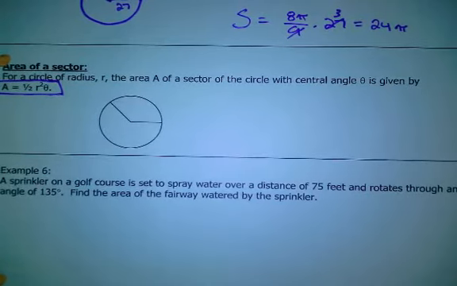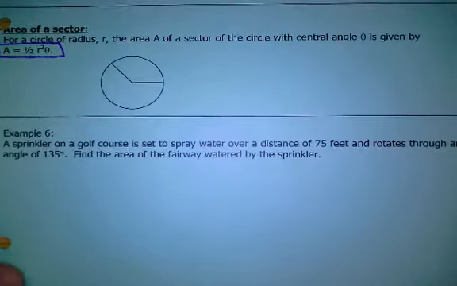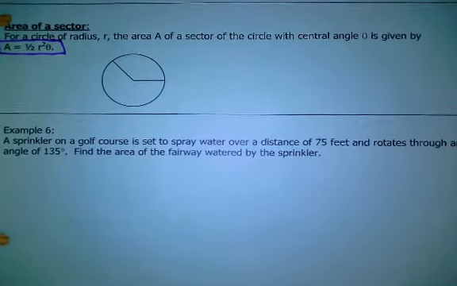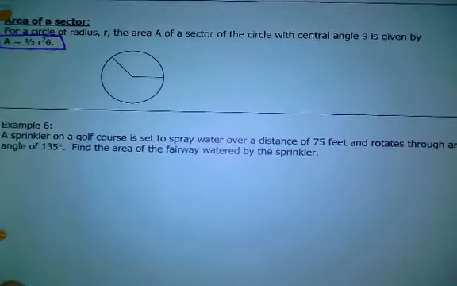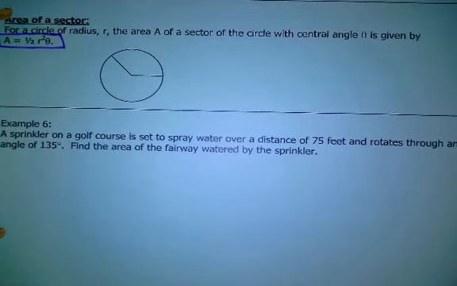So we have a sprinkler on a golf course set to spray over a distance of 75 feet and rotates through an angle of 135 degrees. Find the area of the fairway watered by the sprinkler.